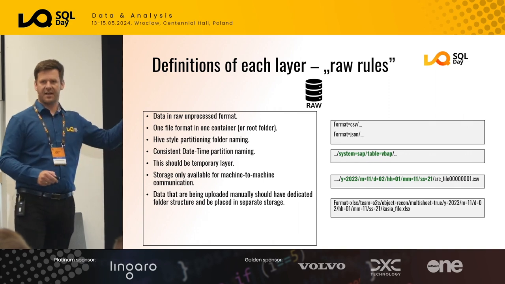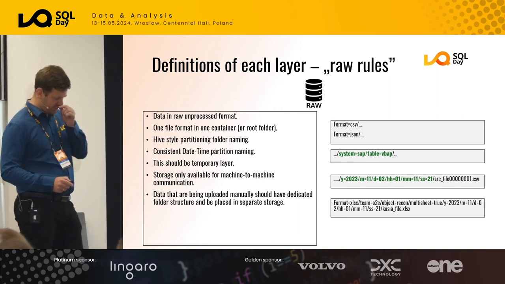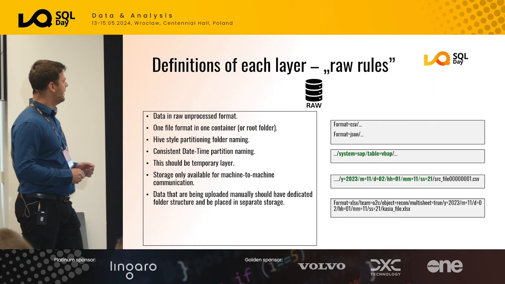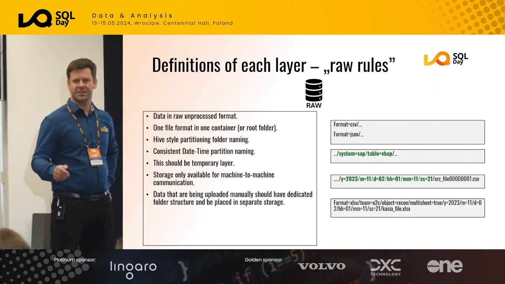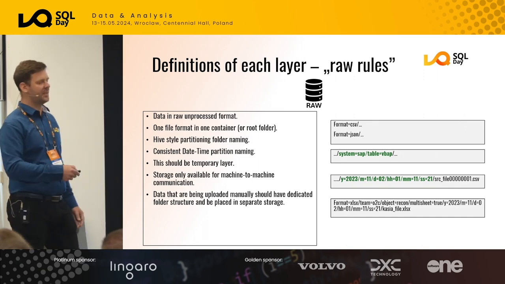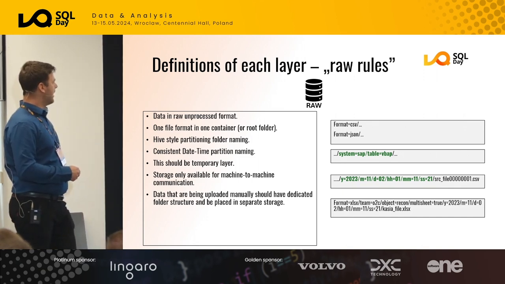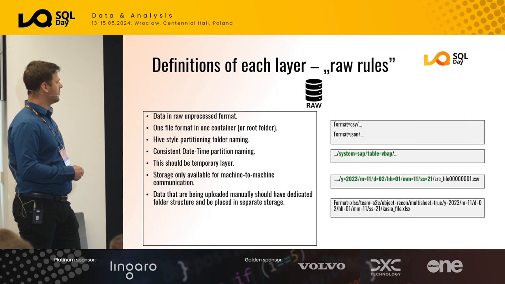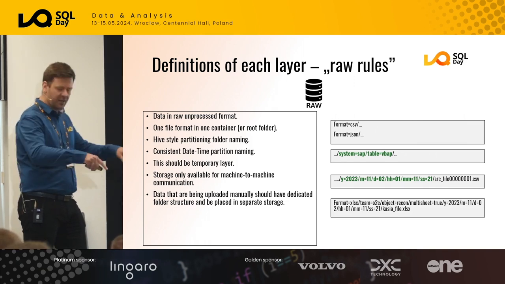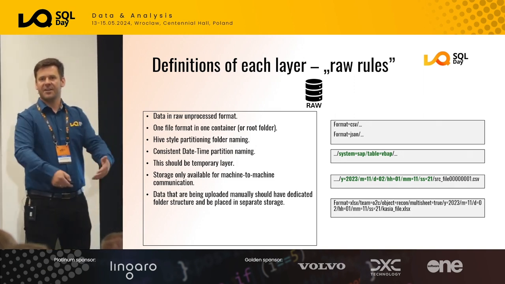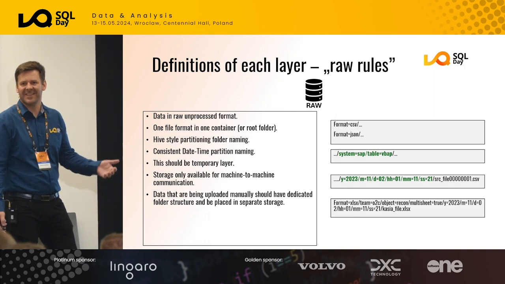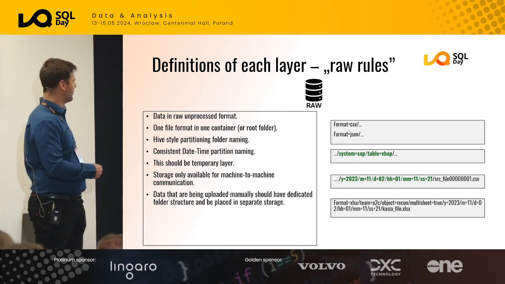Raw layer, this additional layer that a lot of people are talking about now. First of all, data in this layer is unprocessed. If it's JSON, it's JSON. If it's PDF, it's PDF. Next, one file format per container folder. So you always start the physical implementation by naming the folder, I don't know, CSV, and everything inside this folder is CSV. It's much easier then to work on your ETL process.